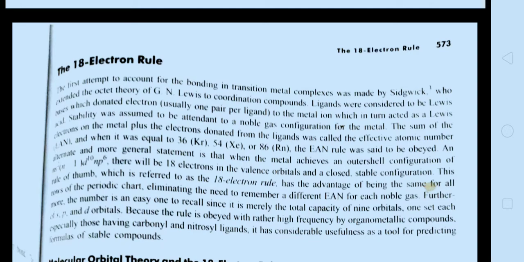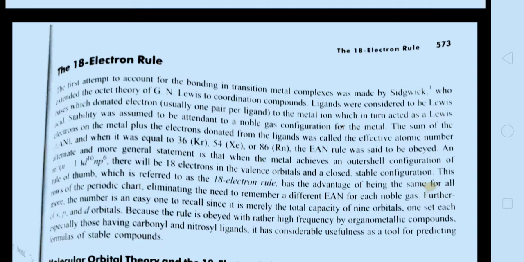The first attempt to account for the bonding in transition metal complexes was made by Sidgwick, who extended the octet theory of G. N. Lewis to coordination compounds. According to him, ligands were considered to be Lewis bases which donate electrons, usually one pair of the ligand, to the metal atom, which in turn acts as a Lewis acid. So the ligands act as Lewis bases and the metal atom acts as a Lewis acid, an electron acceptor.